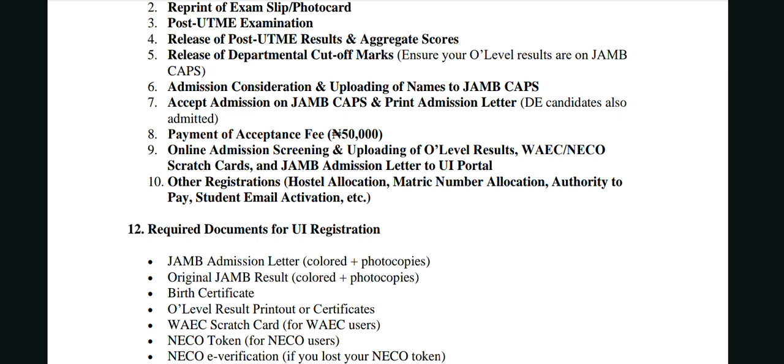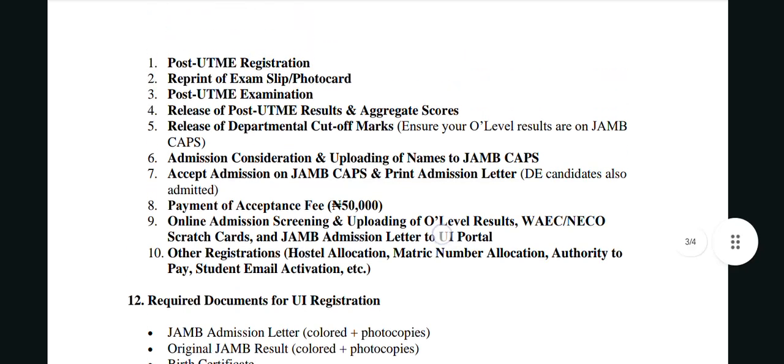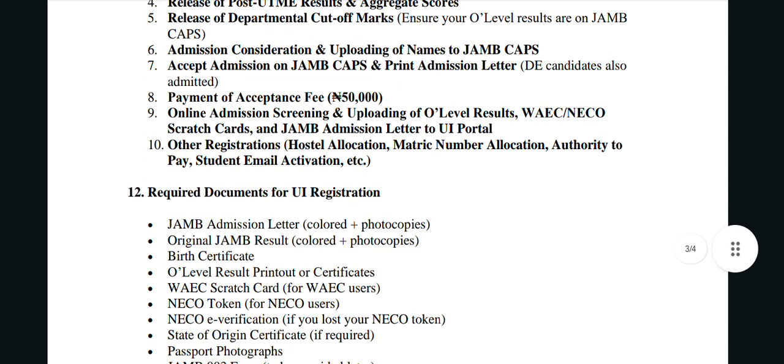So the candidates will also be considered for admission at this point, I mean points 6 and 7. After these processes from 1 to 7, they will announce the payment of the acceptance fee. It is usually 50,000 over the years. The school management might decide to change it or not. So after the payment of the acceptance fee, we go to number 9.